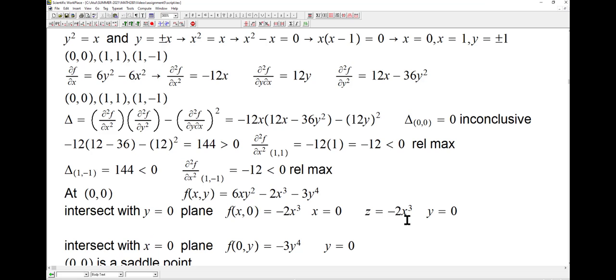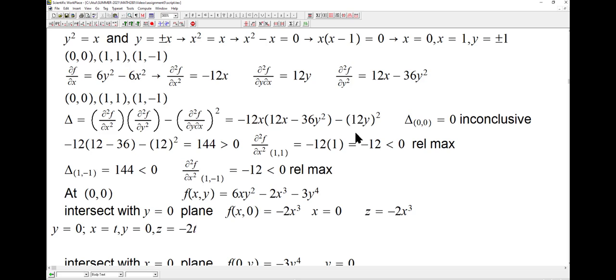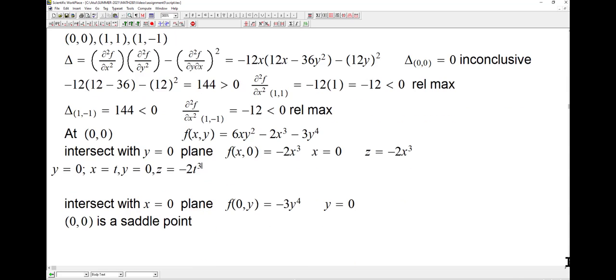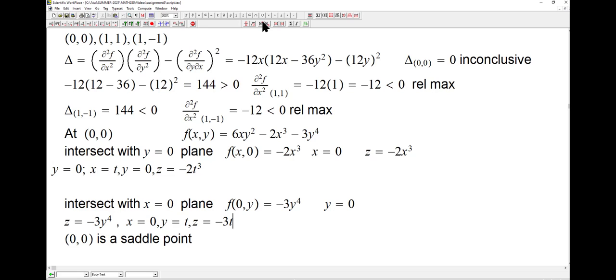So you can see an equation of this is going to be, if we write it in parametric form, that if we take x equals t, y is 0, and then z is going to be negative 2t cubed, right? So that's one of the lines that we will write. And if we go to this one, here we get z equals negative 3 y to the power 4. So that means our line is x equals 0, y equals t, and z equals negative 3 times t to the power 4.